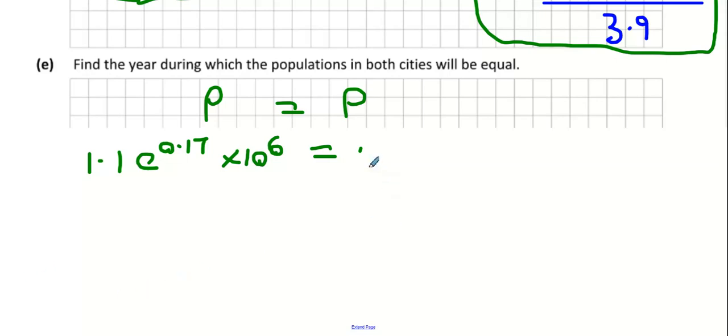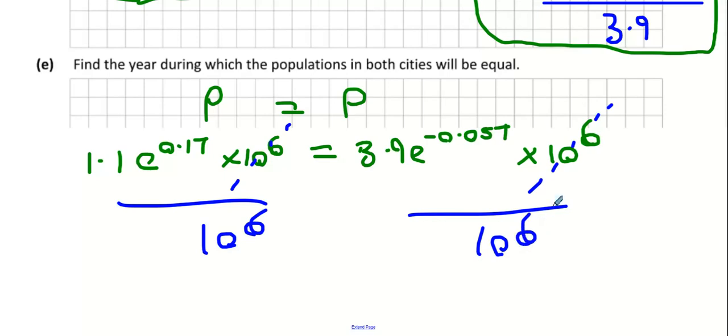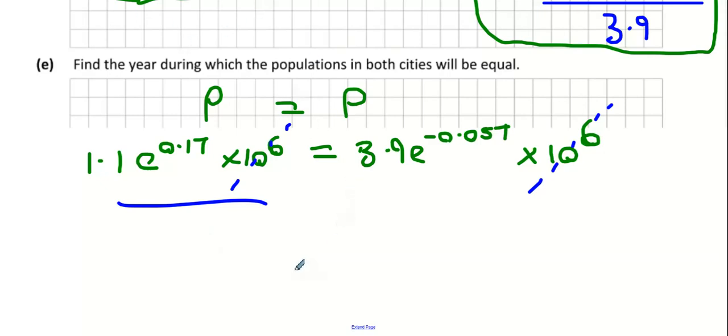So one of them is going to go down as the other one is going up. What's the second formula? 3.9 e to the what? 0.05t multiplied by 10 to the power 6. Now, what can cancel straight away? Both sides are being multiplied by 10 to the power 6, or technically you can divide both sides by 10 to the power 6, and that will cancel both of them outright. Is that okay? Now, what's next then? Will I log both sides right now? Why?